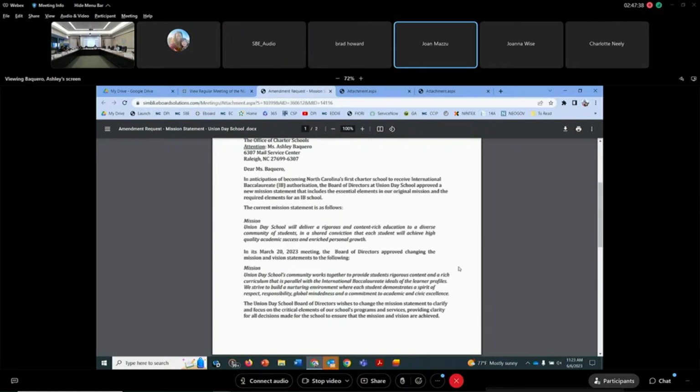And again, I think it's important, those 10 learner profiles are communicator, inquirer, thinker, principled, knowledgeable, open-minded, risk-taker, caring, balanced, reflective. Those are all wonderful things to incorporate into a school.